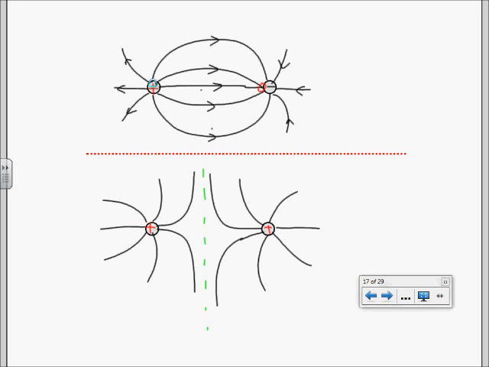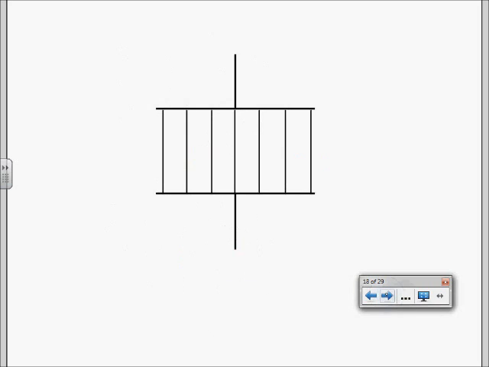And again, because they're positive charges, the field lines are all going to go away. If you draw two negative charges, the diagram would have the same shape, except the field lines would be drawn going towards the charges instead.